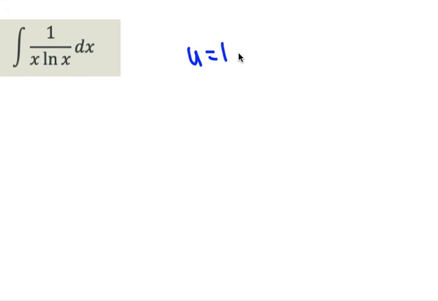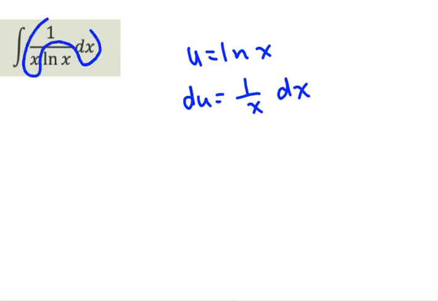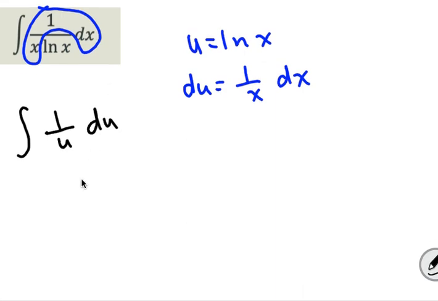So if we say u is ln of x, then du is 1 over x dx. Okay? And we have that right here. If I just do a funny little kidney bean thing there, actually it looks like Pac-Man eating ln of x or something. But anyway, we have that there. We can replace it. So all we're left with here is the integral of 1 over u du, which we know is just ln of the absolute value of u plus c.